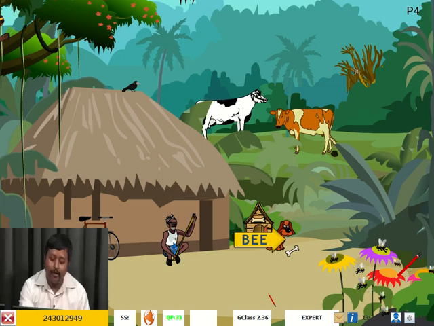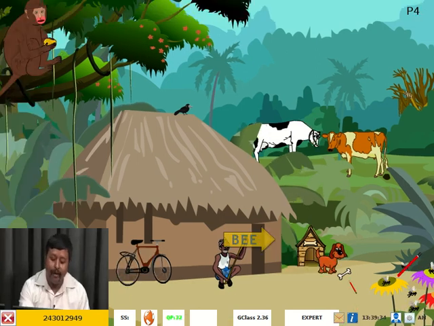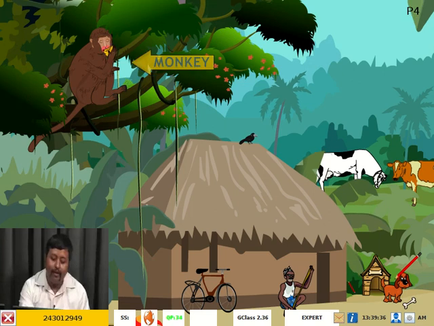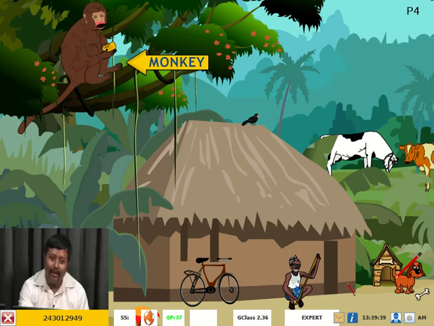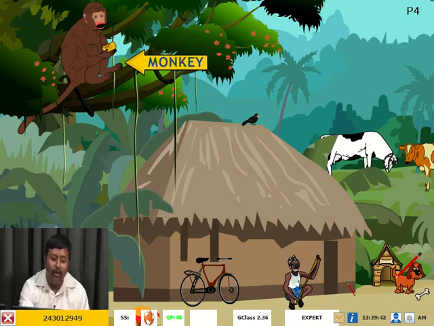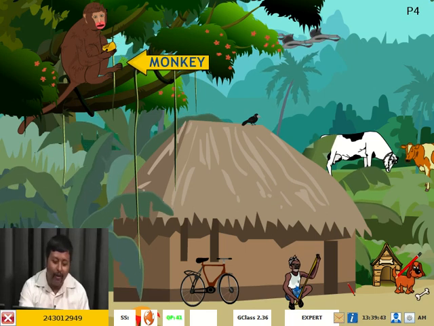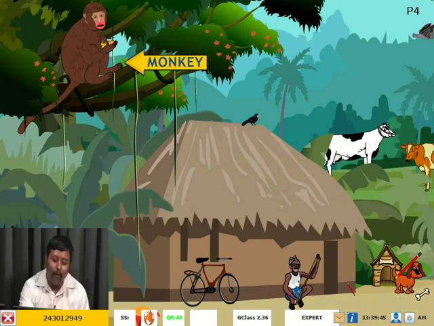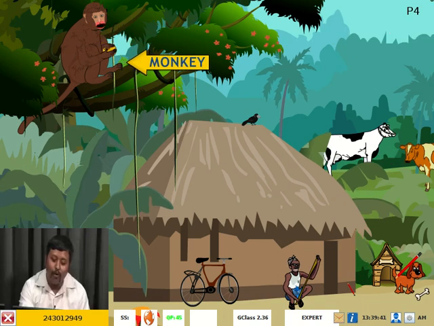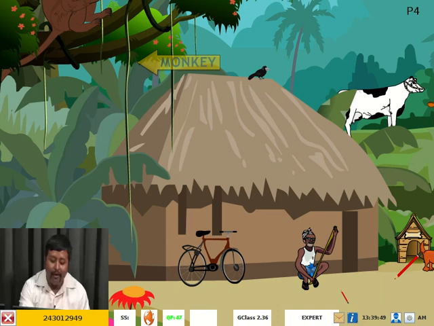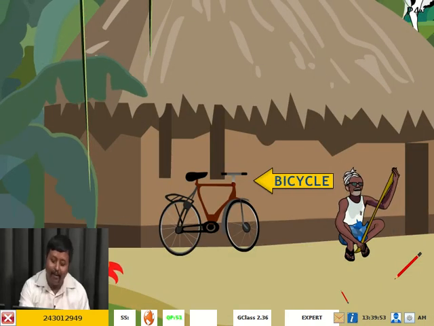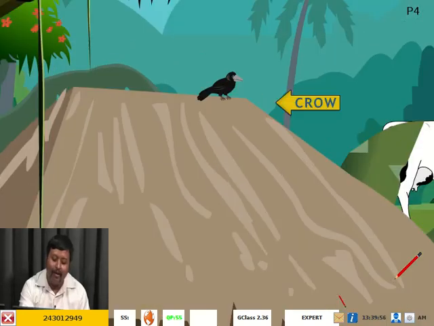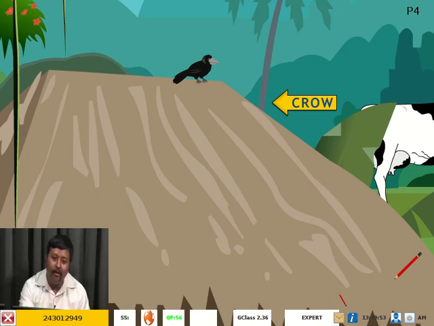So then next up, what do we have? We have a monkey. Look, there's a monkey eating a banana. Oh, it's a mango. A monkey is eating a mango on the top of the tree. Gosor protino. It's there. Then what do we have? What's that? It's a bicycle. We have a bicycle. Then what do we have? We have a bird. What's that bird? It's a crow.